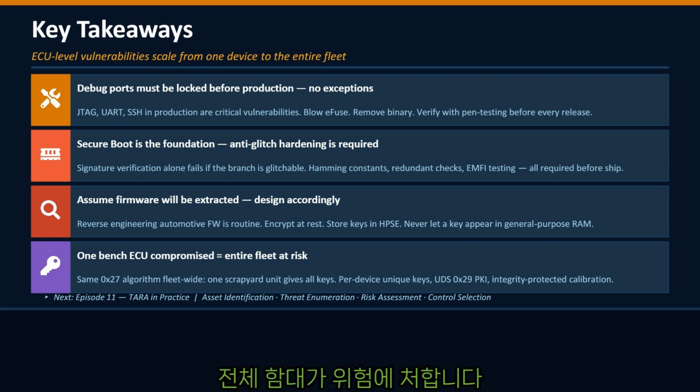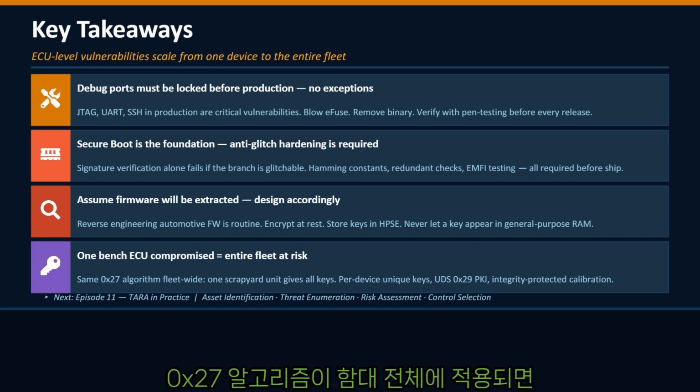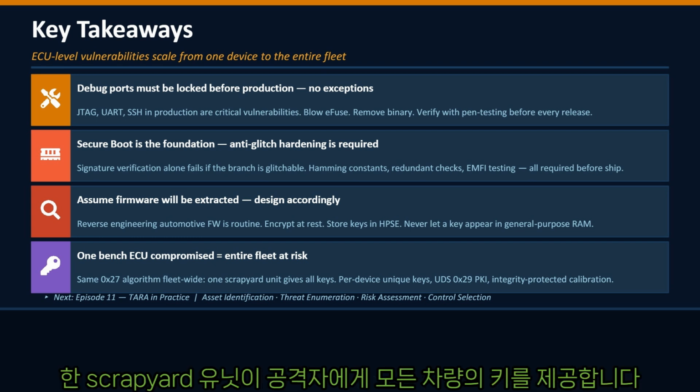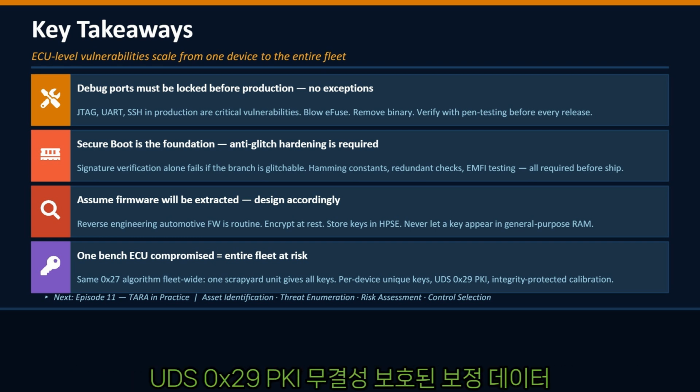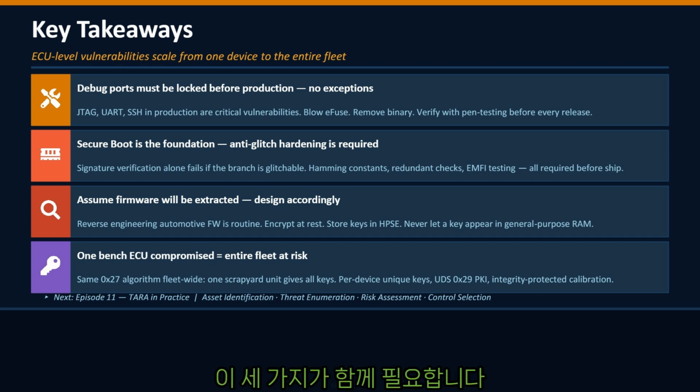4, one bench ECU compromised equals the entire fleet at risk. Same 0x27 algorithm fleet-wide means 1 scrapyard unit hands an attacker keys to every vehicle. Per-device unique keys. UDS authentication, 0x29 PKI. Integrity-protected calibration data. All 3 together required.